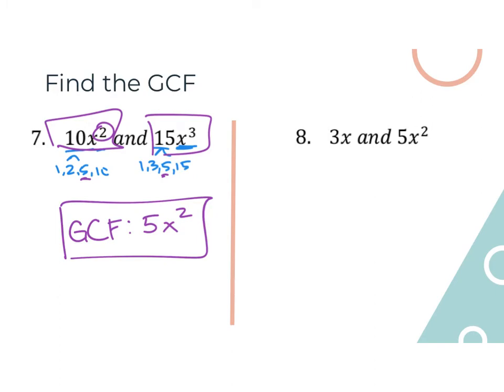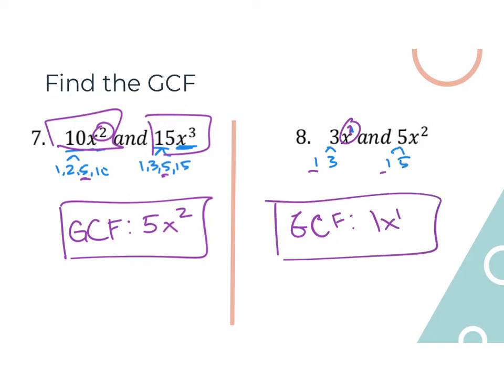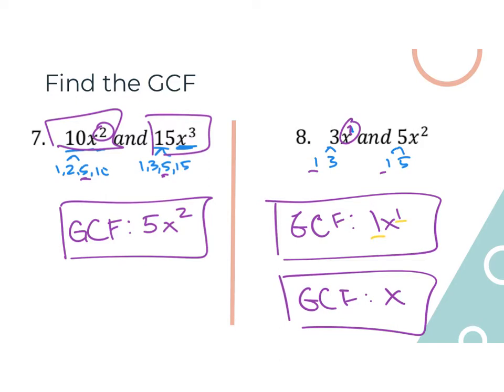If I look at 3x and 5x squared, remember that this is 3x to the first. The only factors of 3 are 1 and 3. The only factors of 5 are 1 and 5. So the only common factor that I have here is a 1. And then if I look at my variables, the lower power is the power of 1. So my GCF is 1x to the first, or, in other words, you could just write that as a GCF of x. Having a coefficient of 1 does not make any difference, and having an exponent of 1 does not make any difference.